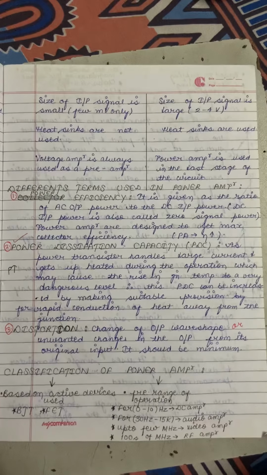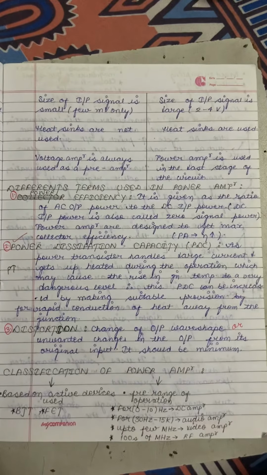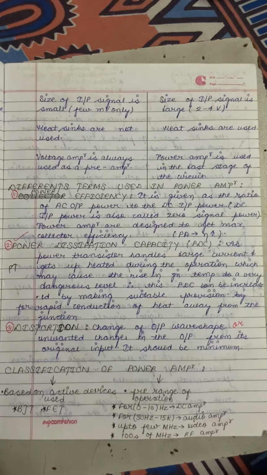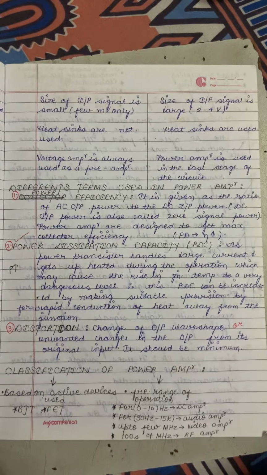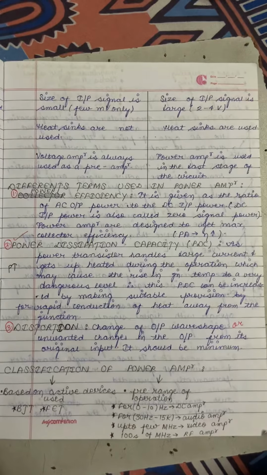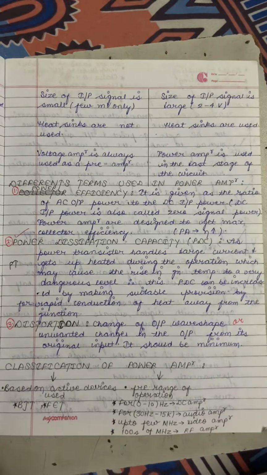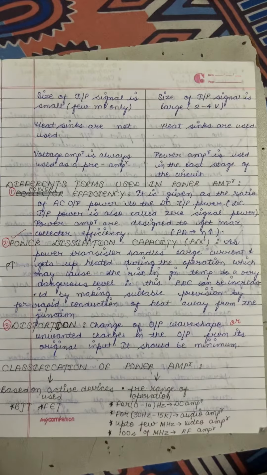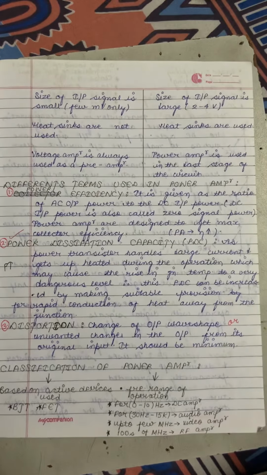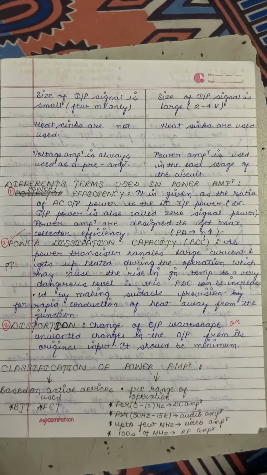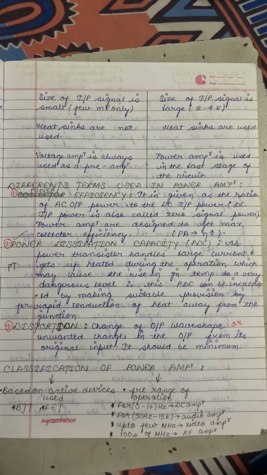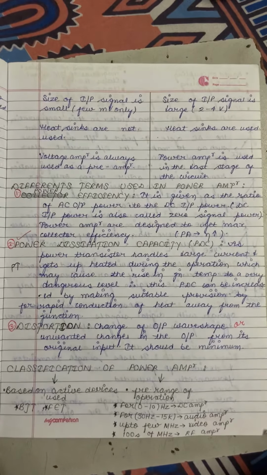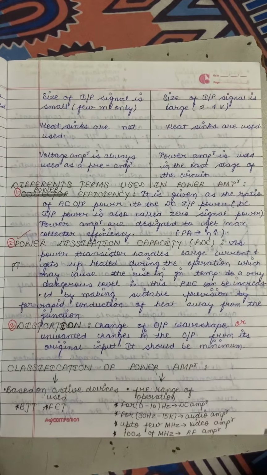Power dissipation capacity, that is PDC: as a power transistor handles large current and heats up during operation, this may cause a rise in junction temperature to a very dangerous level. Therefore, this power dissipation capacity can be increased by making suitable provision for rapid conduction of heat away from the junction. Third is distortion.